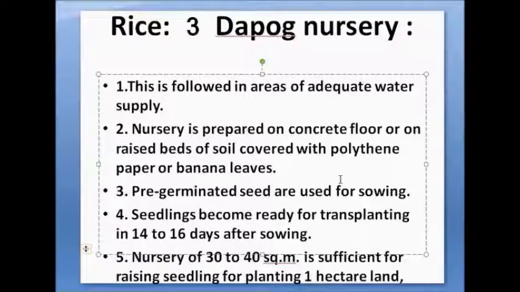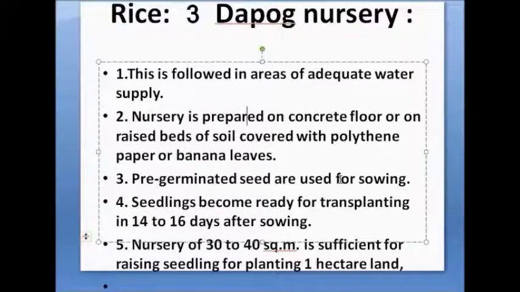Raised beds are made using soil, and polythene paper or banana leaves are covered to avoid evaporation. Then sprouted seeds, called pre-germinated seeds, are used for sowing. What is to be done for this purpose? Overnight we have to soak seed in water, and those seeds get a little sprouting, and sprouted seeds are sown in this Dapog nursery. It is nearly the same as the wet nursery also.